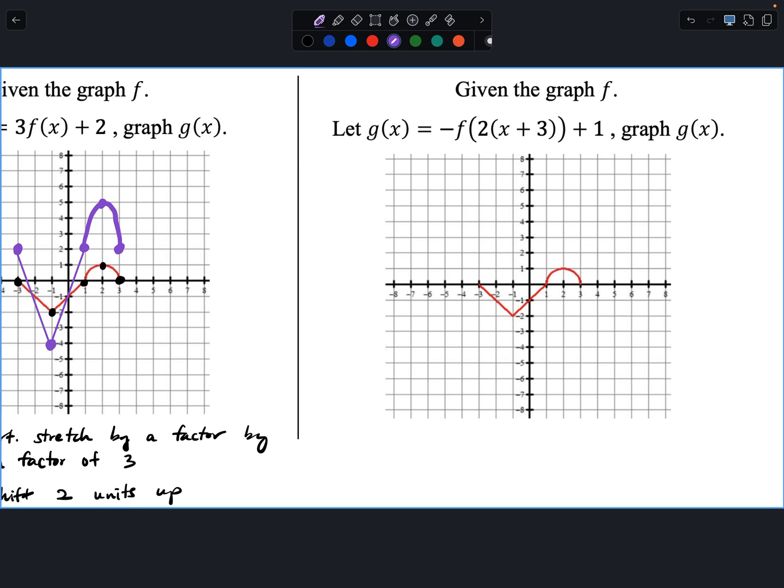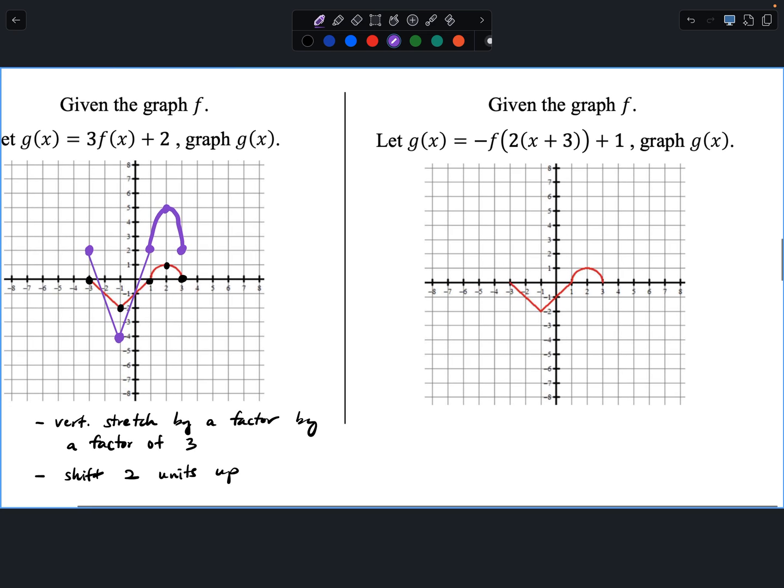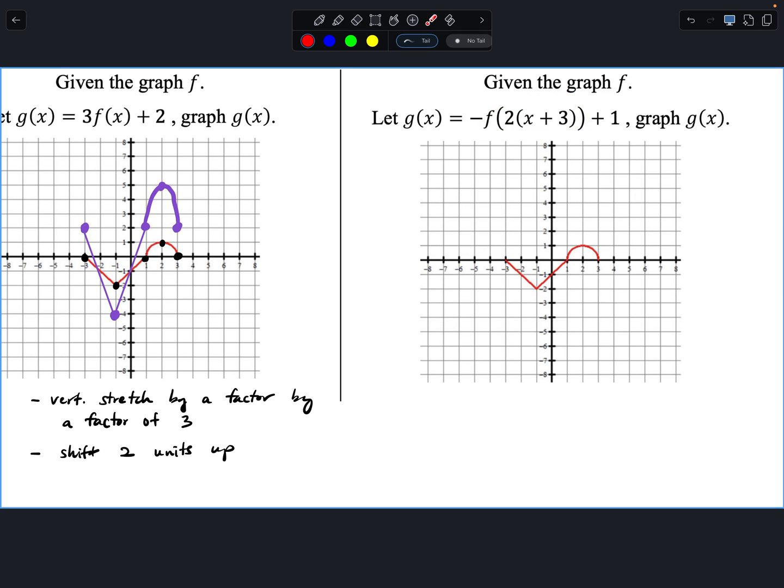So, according to AP, notice that this time we had a 3 on the outside, right? That's a vertical stretch. This time we have a 2 as a multiplier on the inside. So a couple things you could do is you could distribute it, or we can just start on the inside first and then figure it out. They recommend that if it's horizontal, we're going to stretch first, then move.